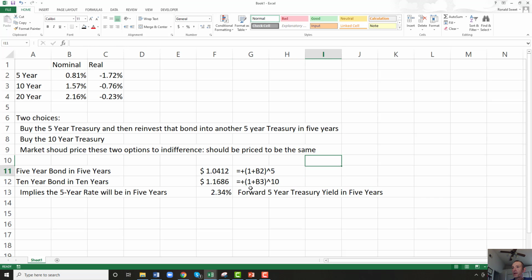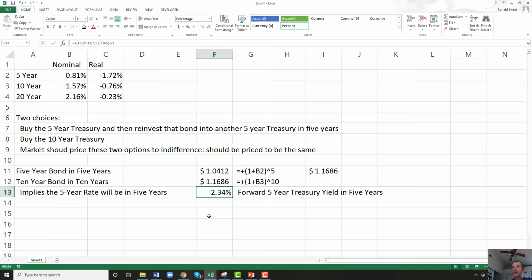Why is that? Well, because take this amount right here, this 1.04. Let's say we reinvested that for 5 years. You take that times 1 plus this forward rate and raise it to the 5. What do you think you're going to get? Well, you're going to get the exact same answer we would have gotten if we got into 10 years. So what we're saying is, if you invest your money for 5 years at 0.81%, take that maturity value and invest it for another 5 years at 2.34%, you will end up with the same ending portfolio as if you invested in a 10-year bond.